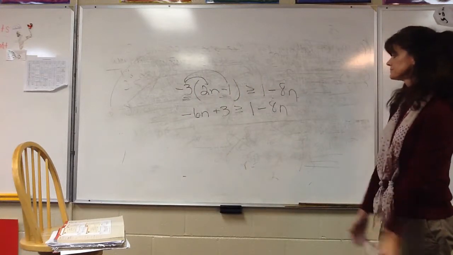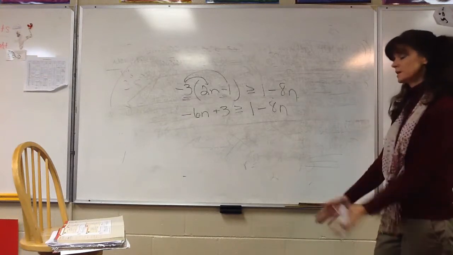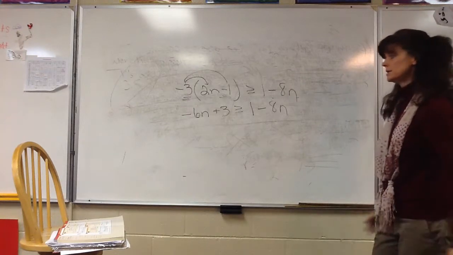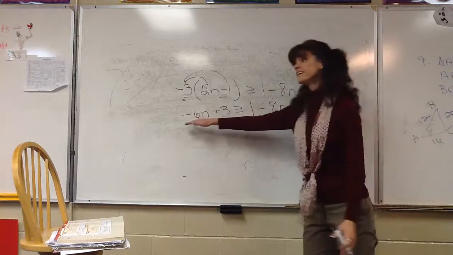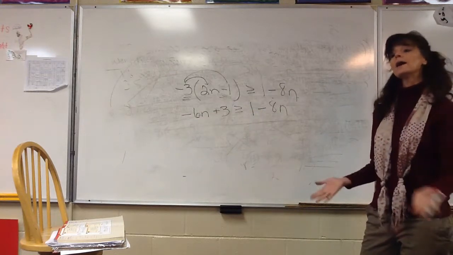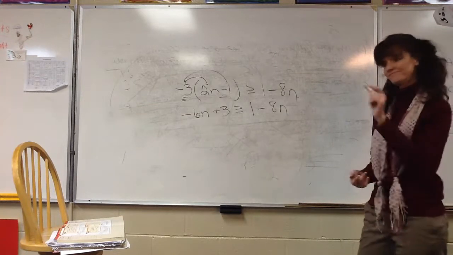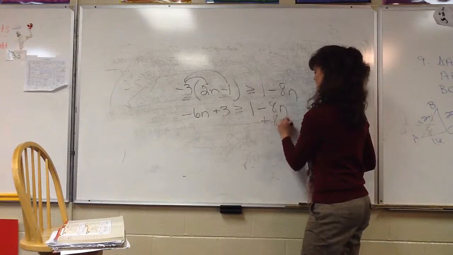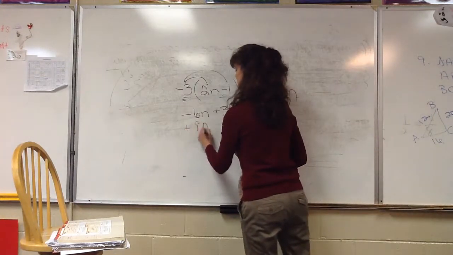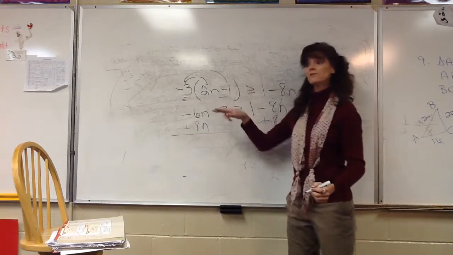Now you would get your n's together. Both those n's have negatives in front of them. What's the inverse? What are we going to add? Add 8n to both sides. I would choose that route. That's the route I would definitely do. Okay, so that cancels. Negative 6n plus 8n would be 2n.